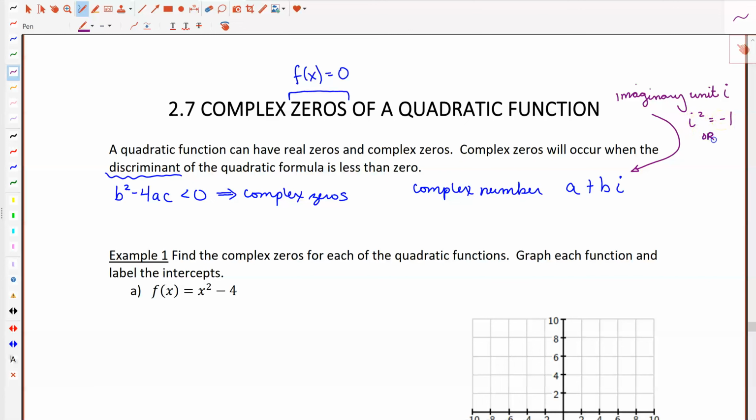Some people tend to remember this by remembering that if you take the square root of both sides, i is equal to the square root of -1. These are equivalent ideas. So your complex number will be of the form a plus bi, where i is the imaginary unit. It kind of breaks it into two parts. This first part, a, is called the real part, and this bi part is called the imaginary part.